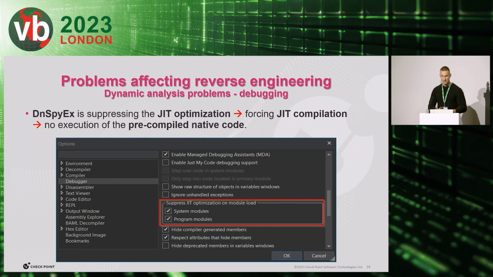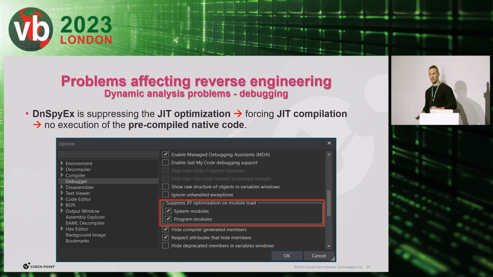Regarding the dynamic analysis and debugging, dnSpyEx is suppressing the JIT optimization by default. So it basically forces the IL code to be JIT compiled again. Why is this happening in dnSpyEx? Why is dnSpyEx doing that? Why is this preset by default in dnSpyEx? It's all because of the debugging experience.